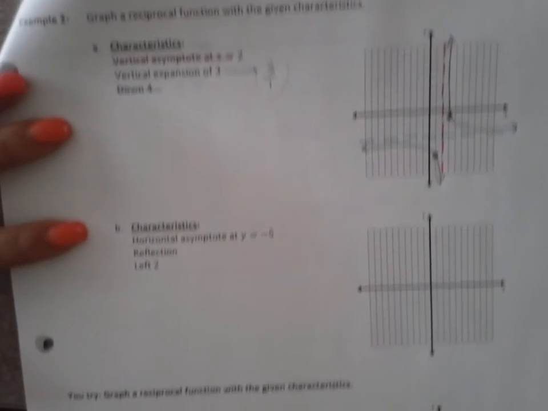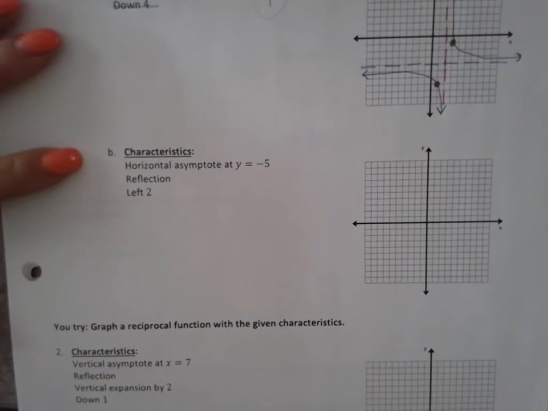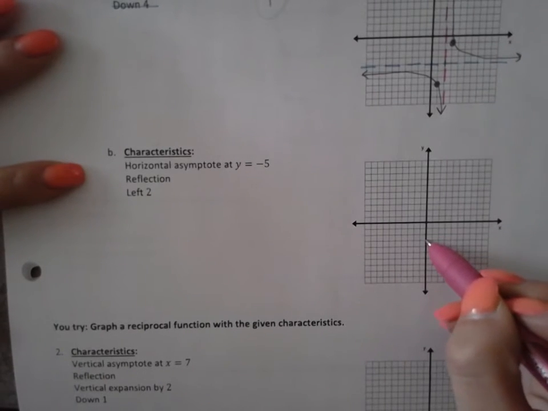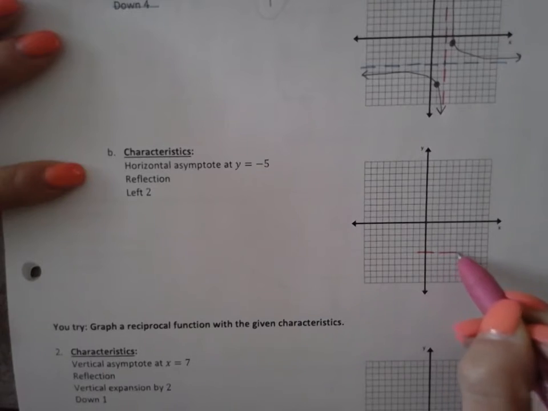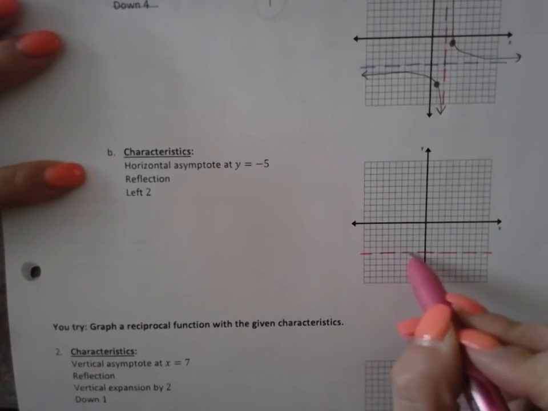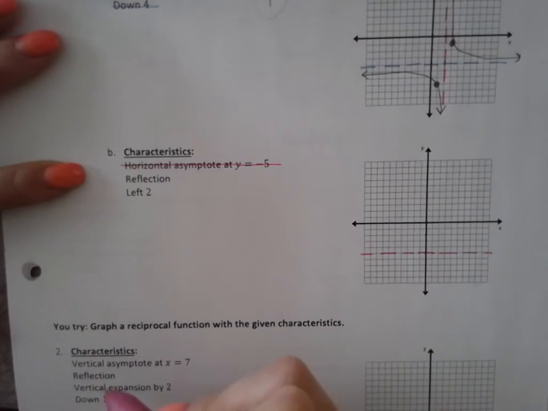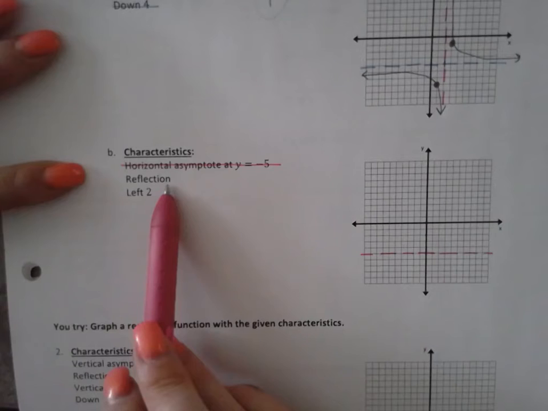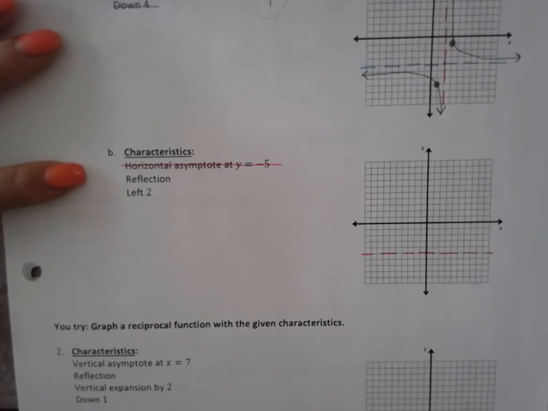Okay, we'll do one more together. This one says I need a horizontal asymptote at y equals -5. So I should cross the y-axis at -5. 1, 2, 3, 4, 5. And I put in my dashed line. It's on there. Again, reflection is referring to the numerator, the top number, which I can't do until I have both asymptotes, so I skip it.